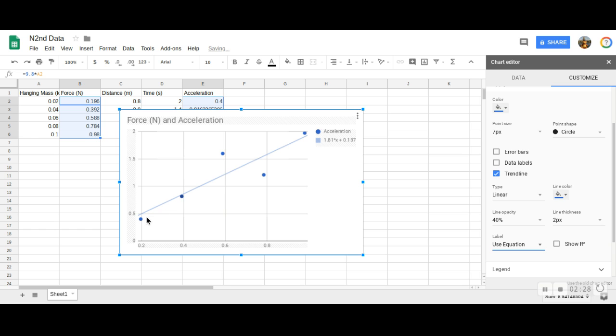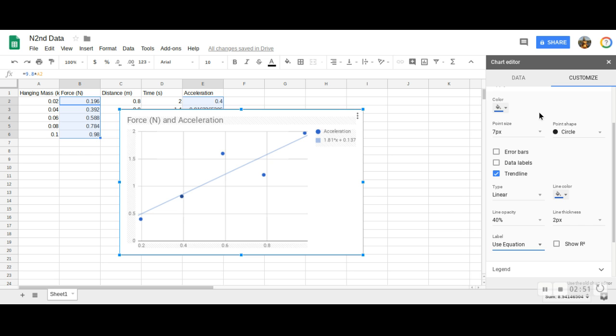There's my equation. So from the data I got for this lab, the computer is saying y equals 1.81x plus 0.137. Instead of y, though, it's force. So force equals 1.81 times, acceleration is my y value. Acceleration equals 1.81 times force.